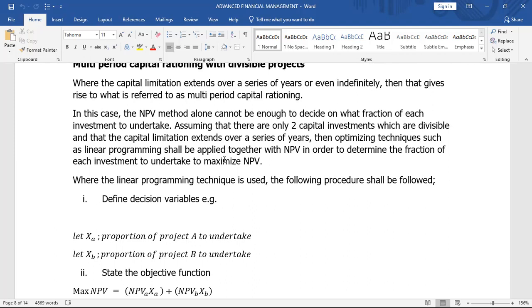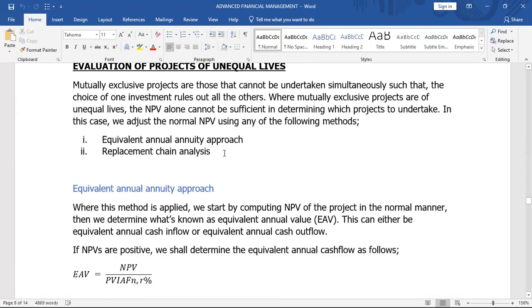But when we discuss the indivisible, it means that we normally have options. We cannot take part of the project. It only requires you to undertake one project, right? You have to undertake the project fully, but you can't take a project partially. Under divisible projects, you can take part of the project. But with indivisible, either you take a project fully or you leave it. That is the difference.